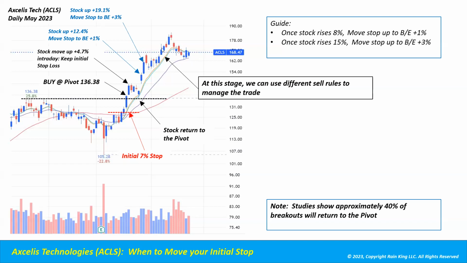At this stage, after we've reached the 15% gain level, we would manage the position using a different set of sell rules to manage this trade. We'll talk a little bit about this when we get to the third part in a separate GMU video, when we'll talk about how do you scale and protect profits.